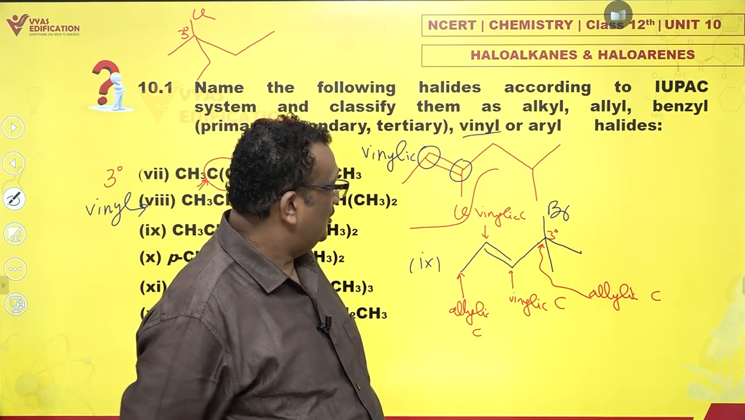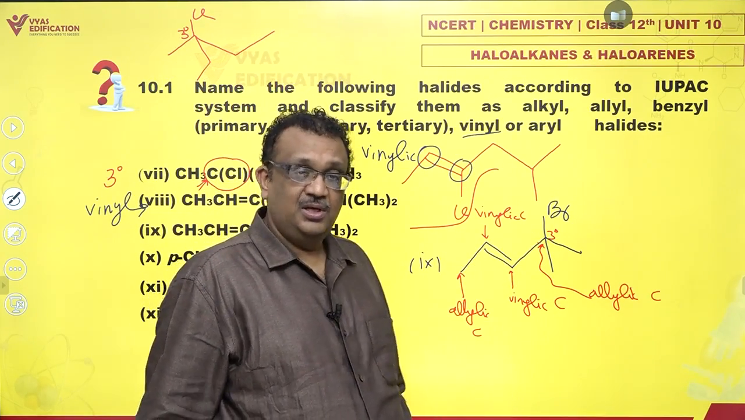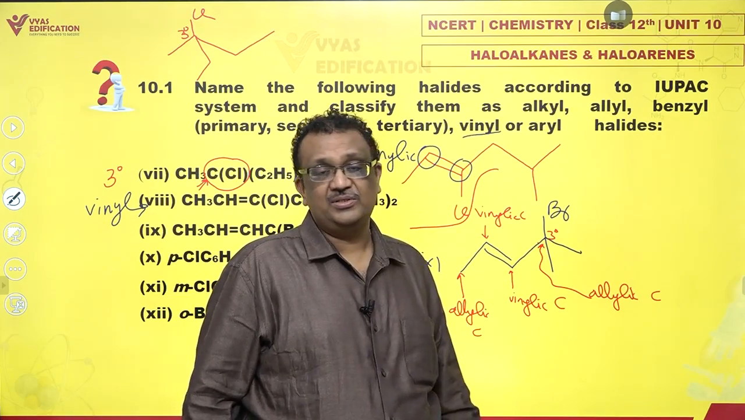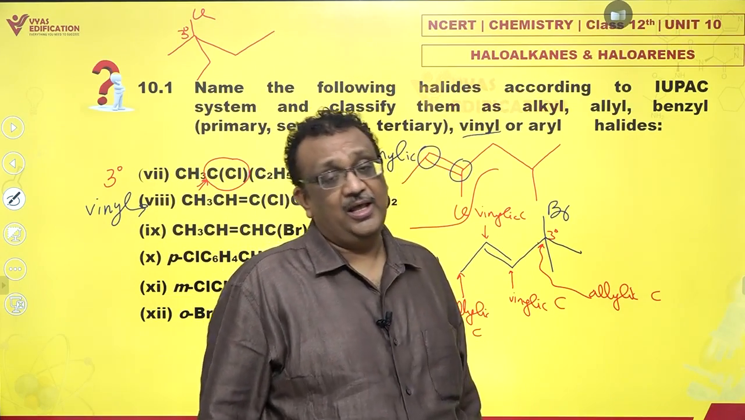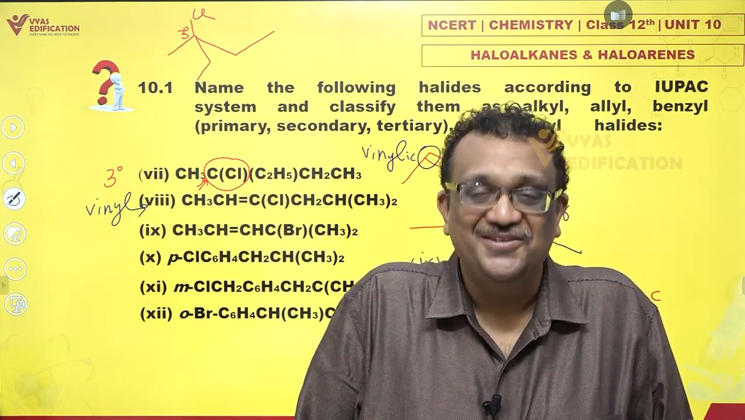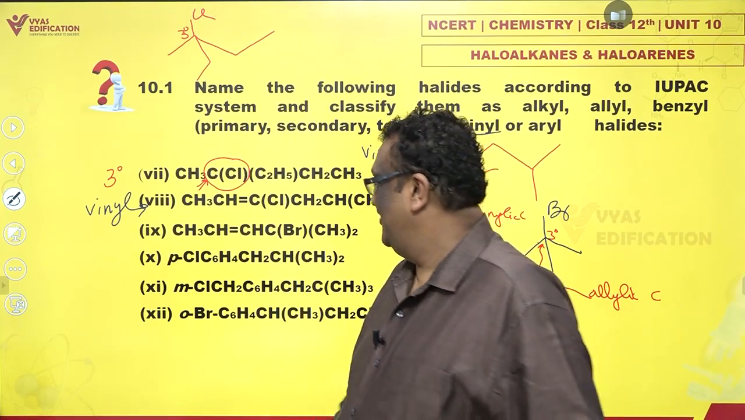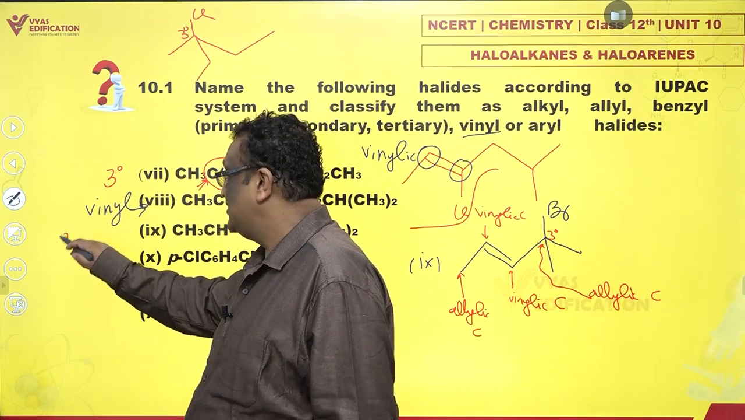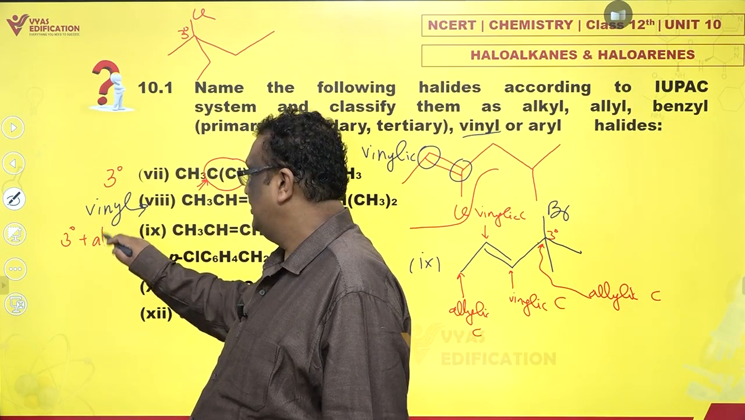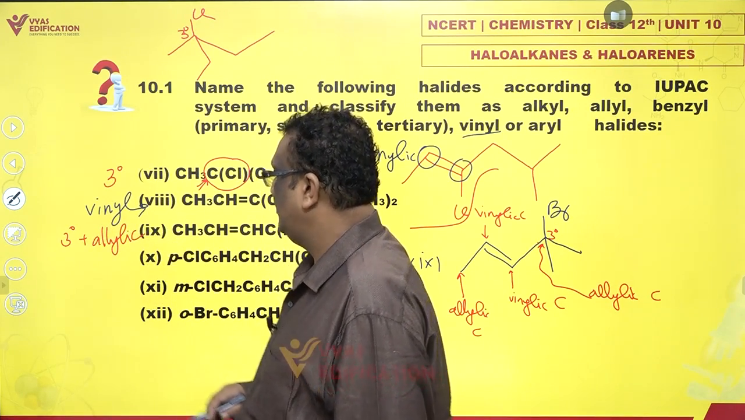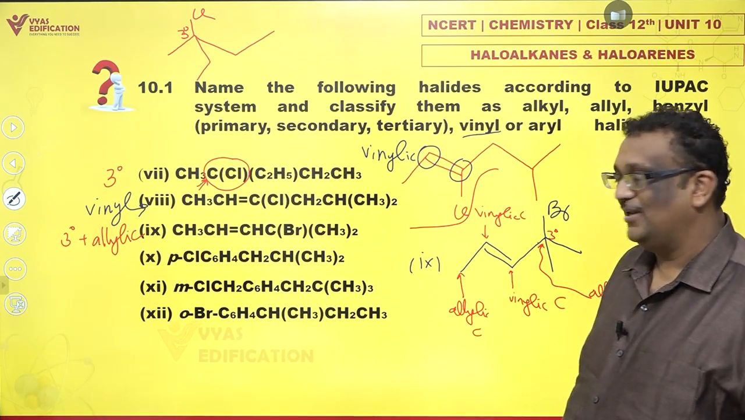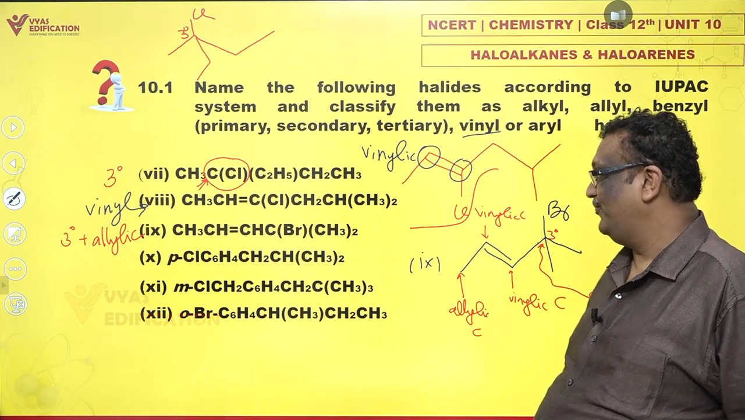Beautiful. So this is tertiary, you said? Yes. But this is allylic, you are saying? Yes. What is this? Tertiary or allylic? It is both. It is tertiary as well as allylic. Like benzylic and something. Yes, this is tertiary plus allylic. Okay, that's very nice indeed.